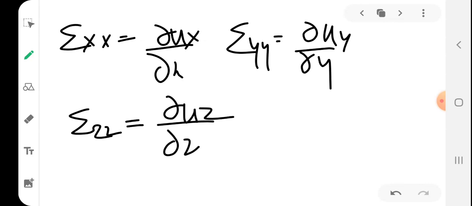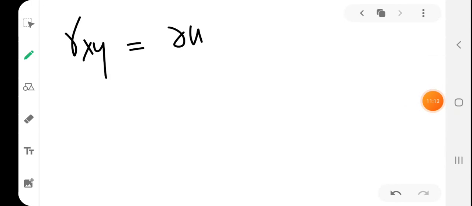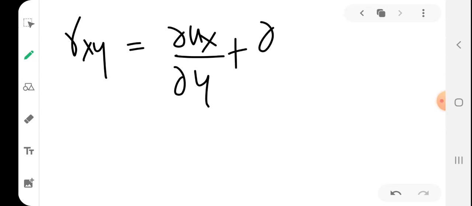We have already learned in the first slides, now how to write gamma xy? Gamma xy is nothing but theta 1 plus theta 2, or dou ux by dou y plus dou uy by dou x, right?